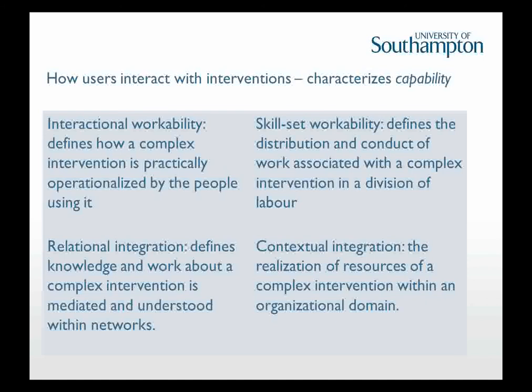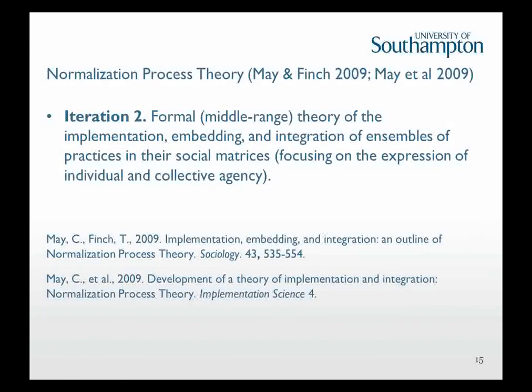All three iterations of normalization process theory have four key constructs, and this one just broke down how things work and what sorts of agency are involved, and how that agency is distributed and organized. It's a focus on collective action, but it was clear to me and to my colleague Tracy Finch in Newcastle, when we came to look at it and apply it in a series of additional studies, that in fact that was insufficient.